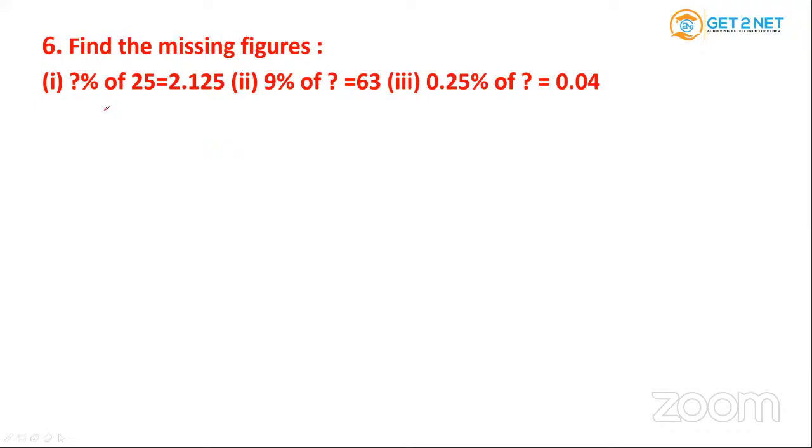Find the missing figures. Please do it quickly. Find the missing figures. Done? Let's try.